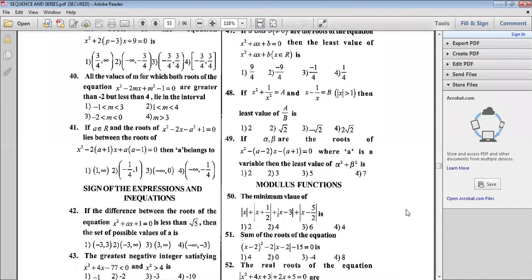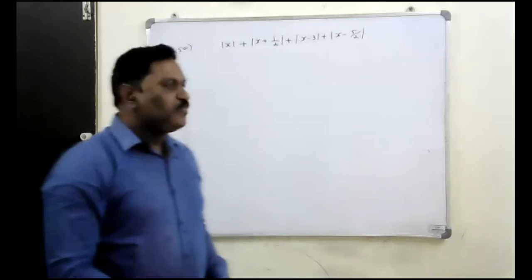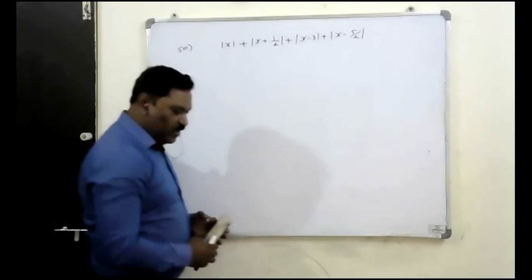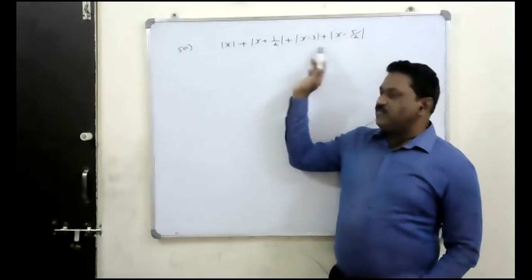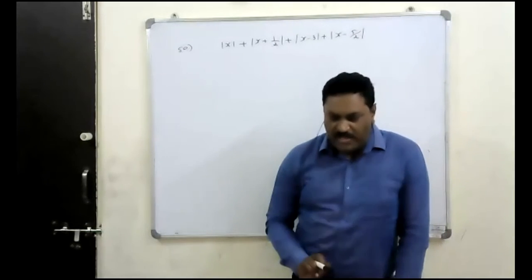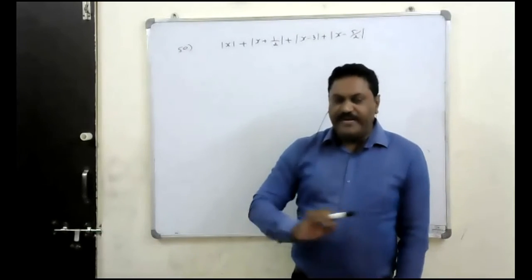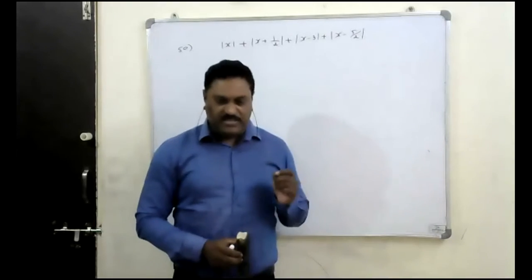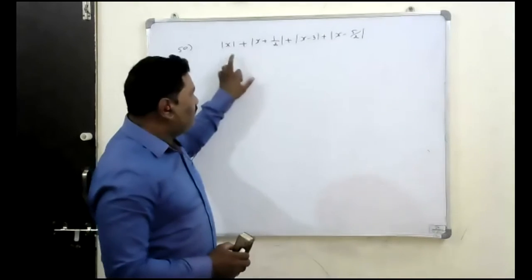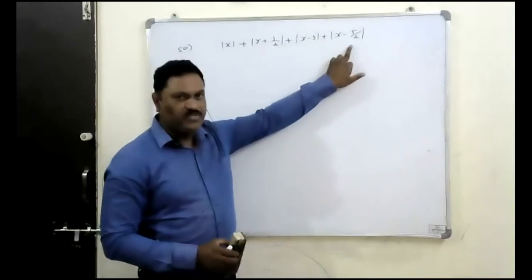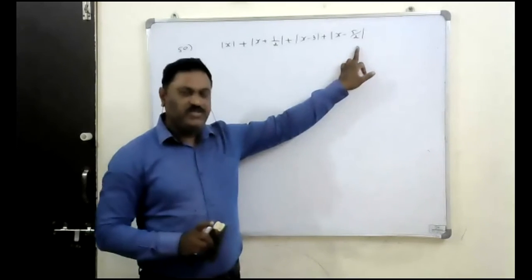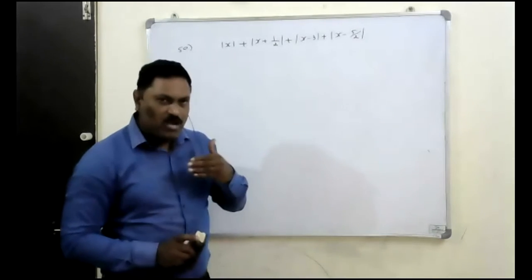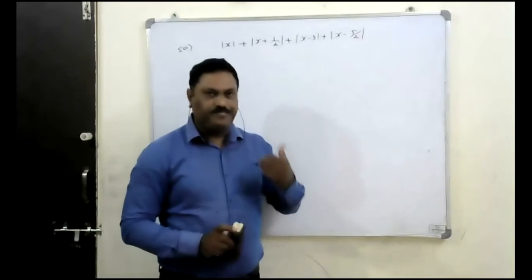What is the minimum value of this expression? To find its minimum value, you can observe that every term there is a modulus. Whenever there is a modulus, it will not give any negative value. Modulus always gives only the positive value. If every term gives a positive value, this entire summation is always positive and never negative. Out of that positive, what is its minimum?